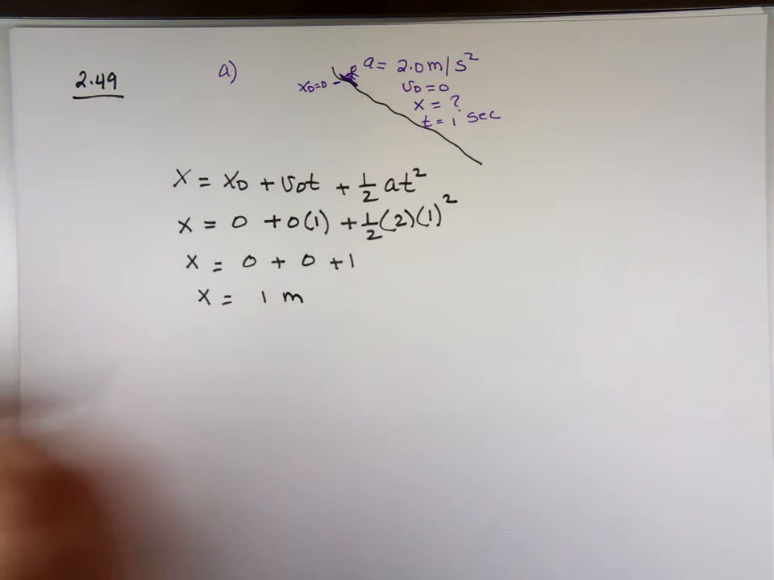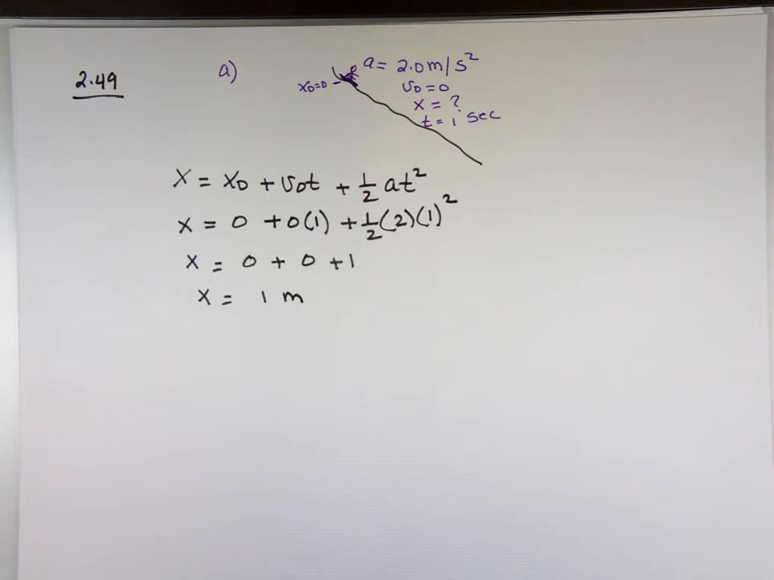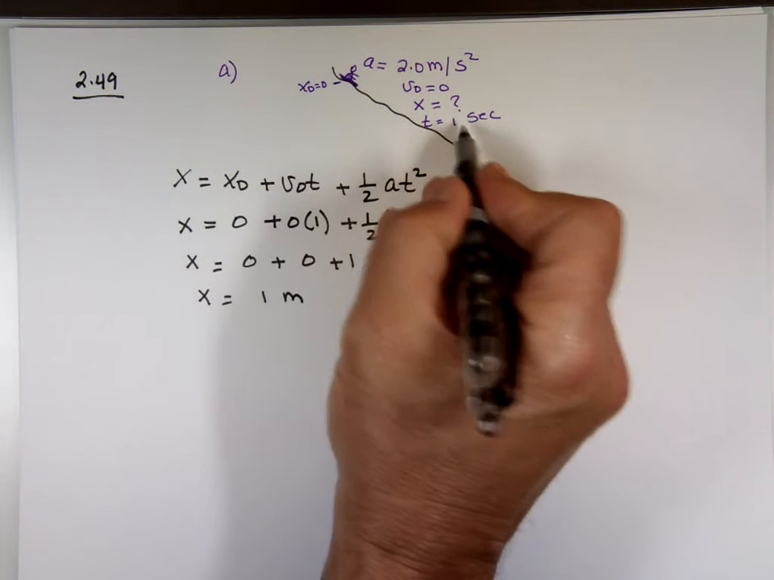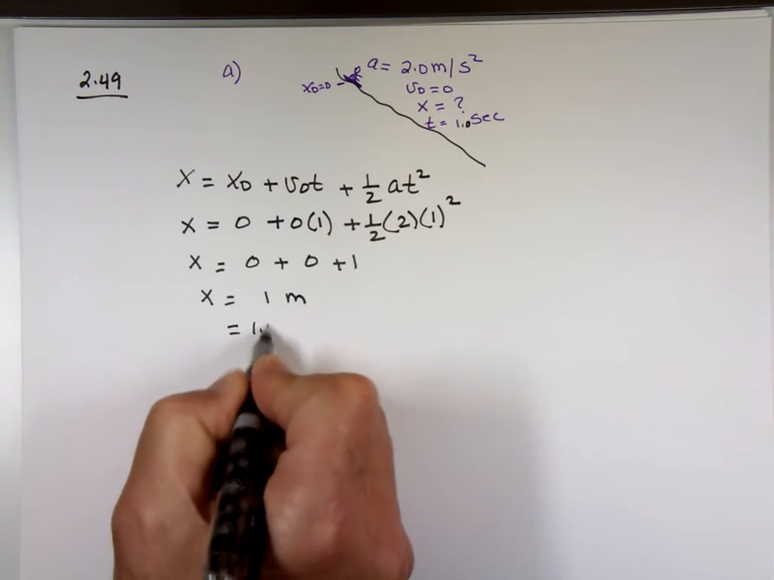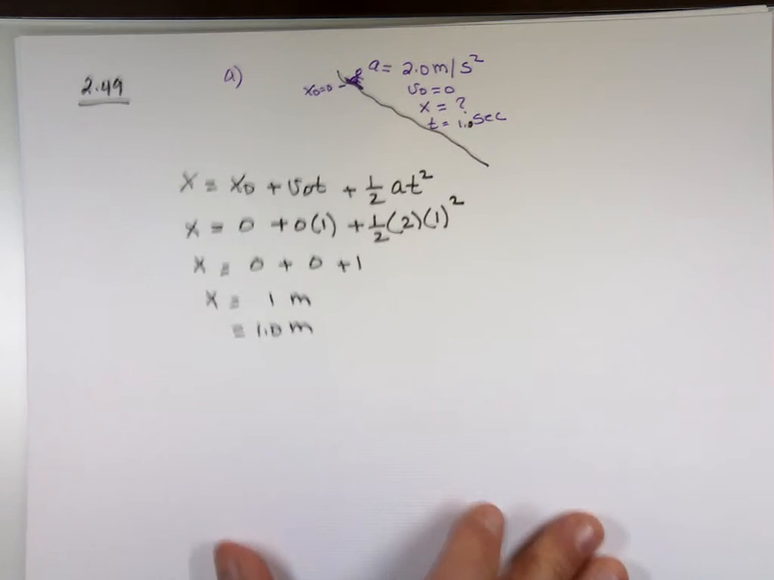You traveled 1 meter. So in 1 second, you traveled 1 meter. And you probably want to write that as 1.0 meters, because when they wrote 1.0, you try to match the significant digits. That's part A.